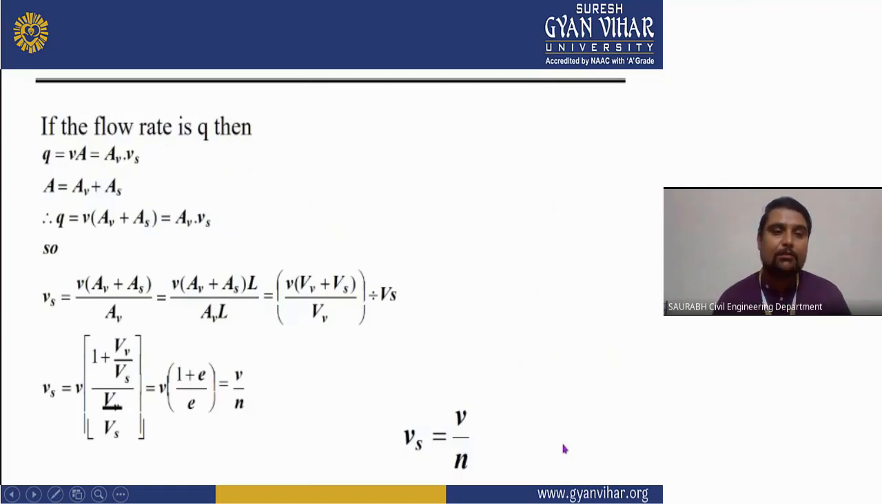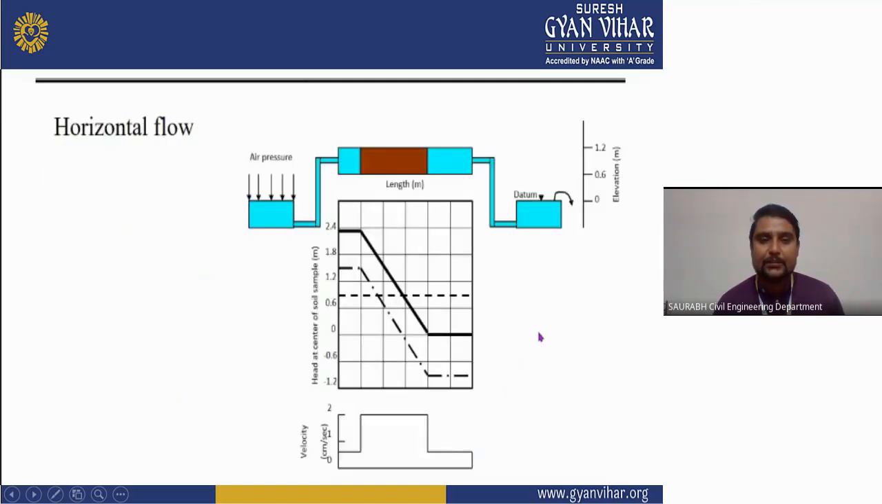Now we will see what the flow rate Q is. Q is equal to vA, as we all know, and it will become Av into Vs, and we can write A as Av plus As. So Q will be equal to v (Av plus As), which is equal to Av into Vs. Using this formula, we find Vs is equal to v upon n, where this v is the capital.